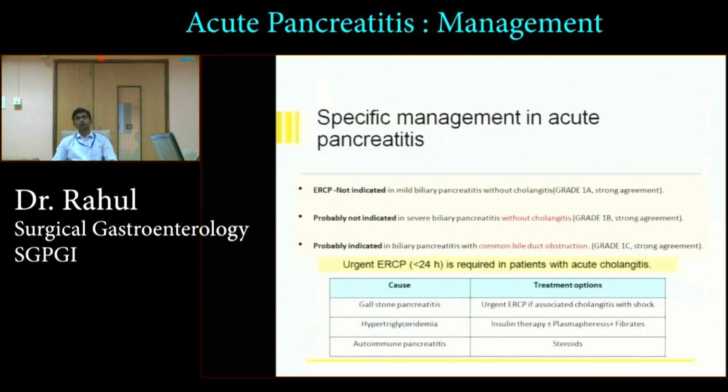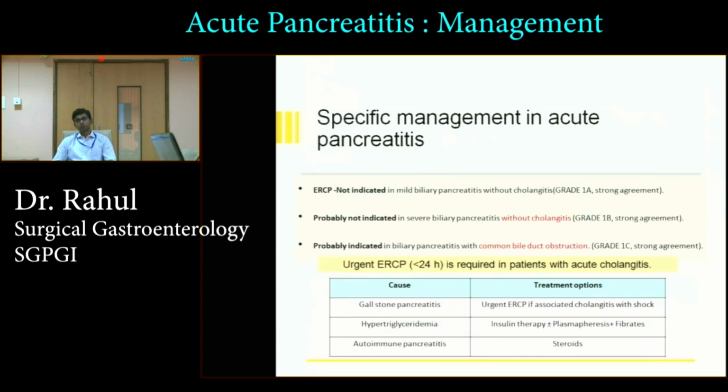Now, coming to specific management in acute pancreatitis. There is a notion that if biliary pancreatitis, we should go for ERCP, but I should caution that ERCP is not indicated in mild biliary pancreatitis without cholangitis, and even in severe pancreatitis, it should be considered only when there is little doubt about cholangitis. Only in presence of severe or moderately severe cholangitis should a patient undergo ERCP. If there is only severe biliary pancreatitis and there is no evidence of cholangitis, then we should not consider ERCP because it may be counterproductive at times. So, ERCP should be done only in patients with cholangitis with shock or moderately severe pancreatitis.